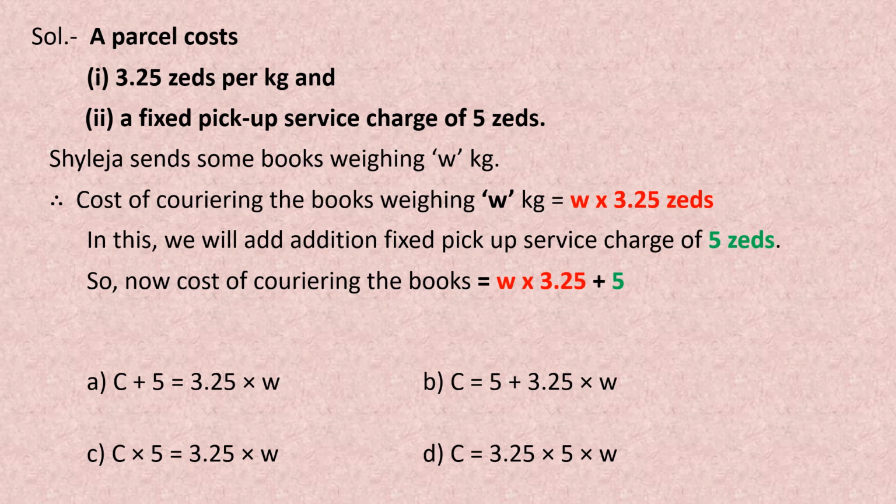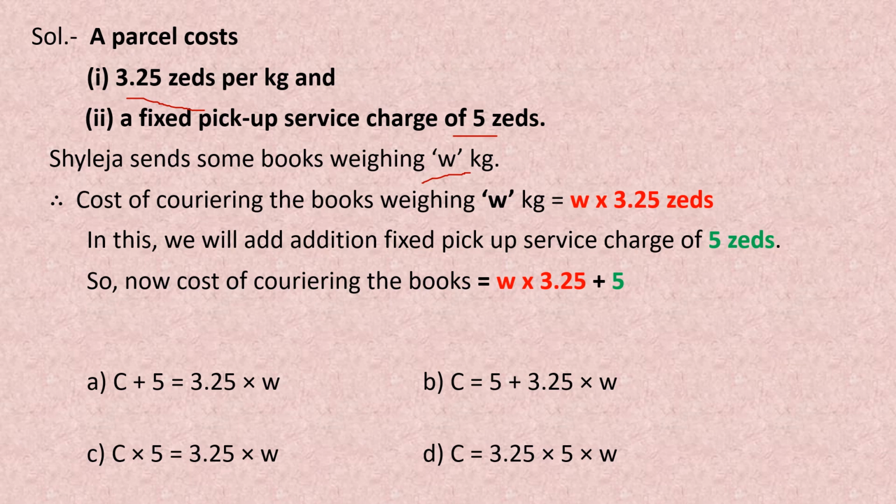A parcel costs 3.25 Zs per kilogram and a fixed pickup service charge of 5 Zs, right? And Shalja sent some books weighing W kilogram. So now charges in Zland are based on the weight of the parcel, right? If the weight of the parcel is 1 kg, then charges will be 3.25 into 1 Z plus the additional charge, that is 5 Z. If the weight of the parcel is 5 kg, then the cost will be 3.25 into 5 plus the additional service charge of 5 Z.